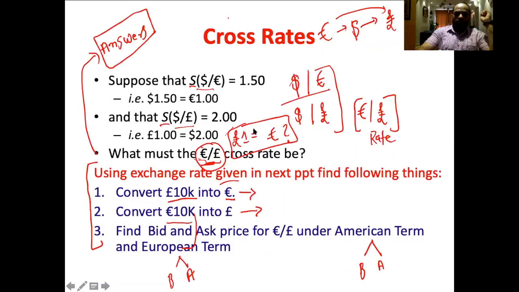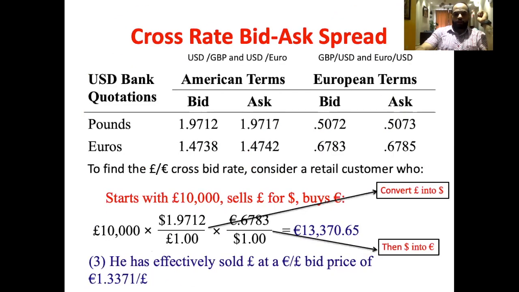All right. So now the question is, convert 10,000 pounds into euro, right? So what we're going to do, we have 10,000 pounds. We will convert into USD by buying USD. All right, so we are holding 10,000 pounds. If you want to buy USD, you're going to use a bid price. So bid price is 1.9712. So 10,000 multiplied by 1.9712.